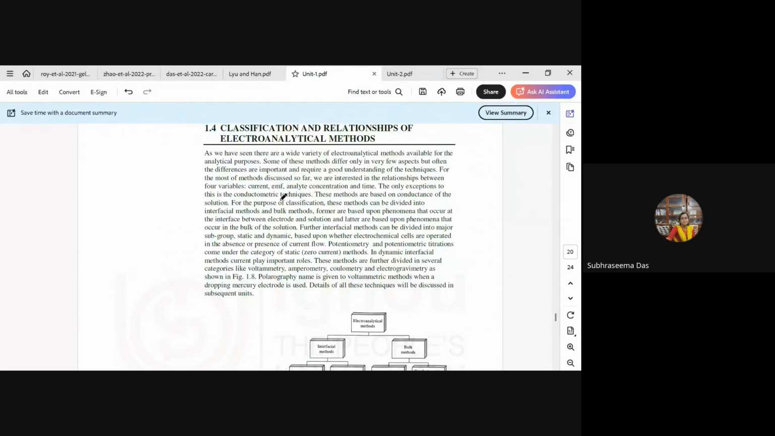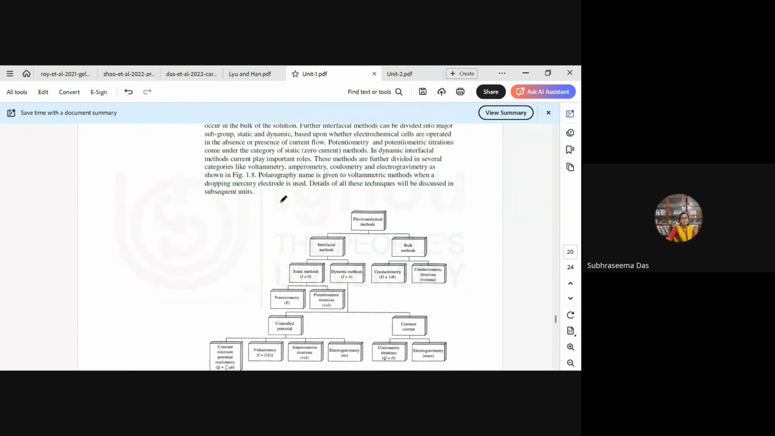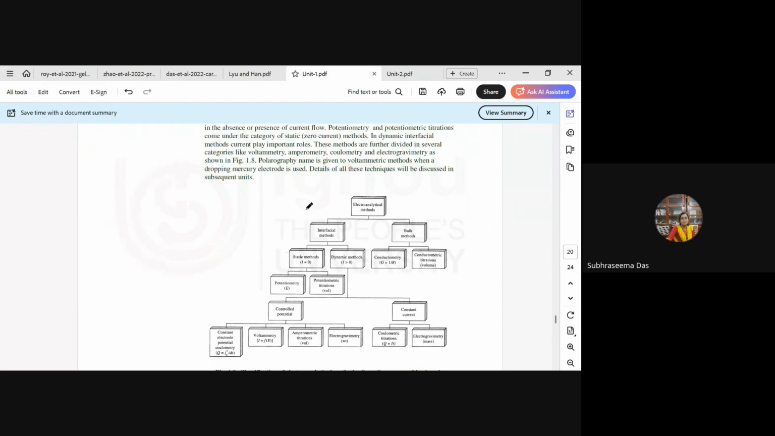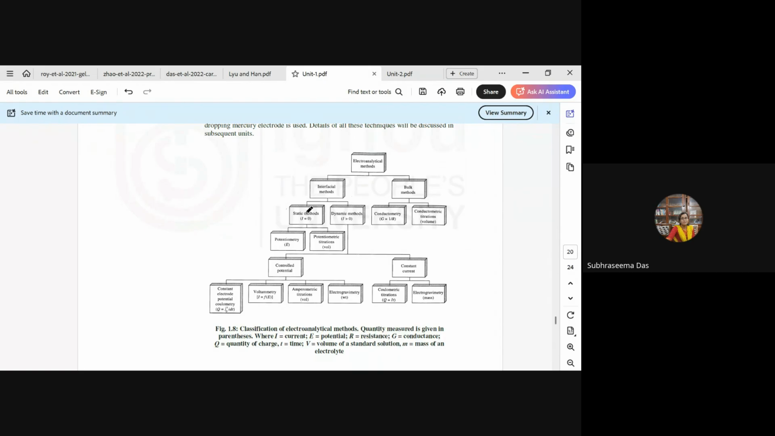Here, interfacial methods can be divided into two major subgroups: one is the static method and the other is the dynamic method. The bulk methods are also divided into two subgroups: one is the conductometric method and the other is the conductometric titration method. If you look into the static methods, they are further divided into two classes: one is potentiometry, the other is potentiometric titration.